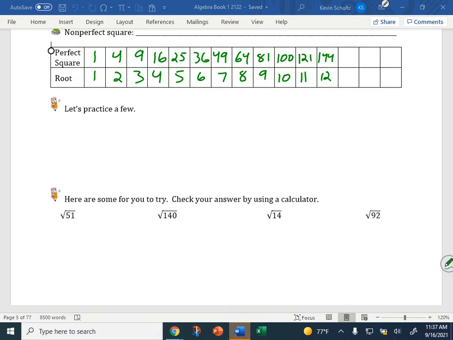This next one's a highway that many of you probably take to get here in the morning. 169, which is 13. 14 squared is 196. And then 15 squared?